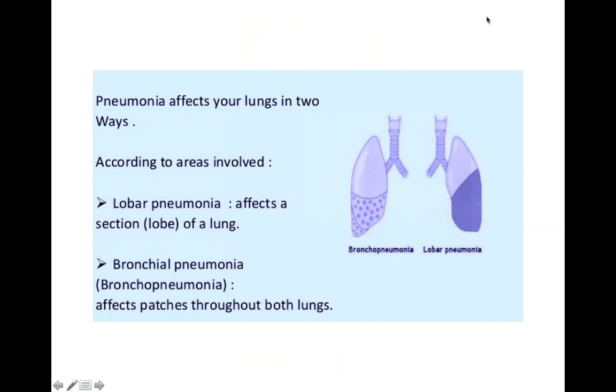So we have types of pneumonia. We have lobar pneumonia, which affects a section of the lobe, a section of a lung, and we have bronchopneumonia, which affects the patches. So this is lobar, and this is bronchopneumonia. In lobar, there is consolidation of the entire lobe, and it is mainly caused by pneumococcus.